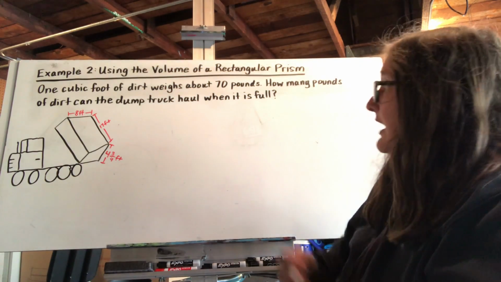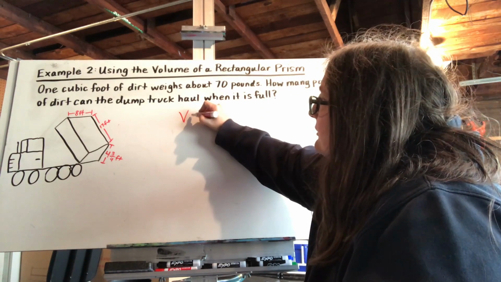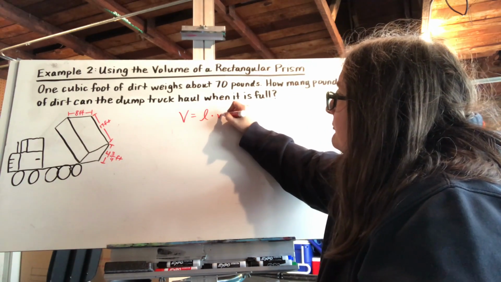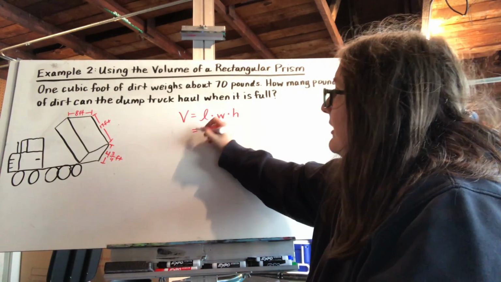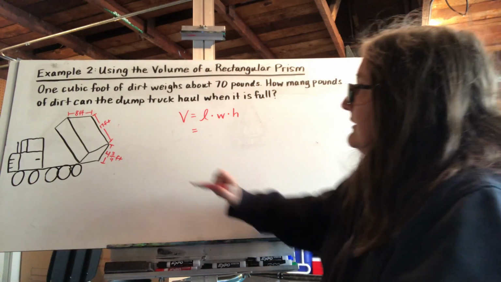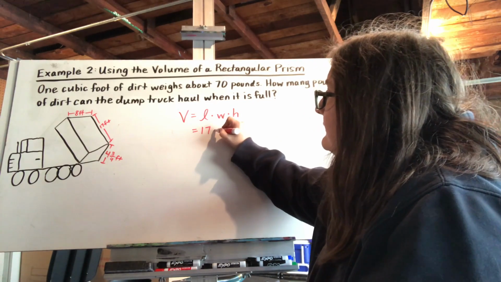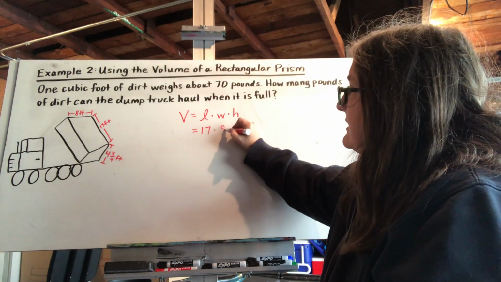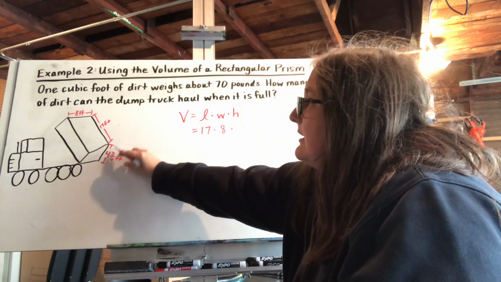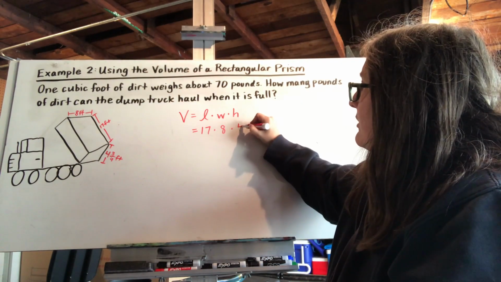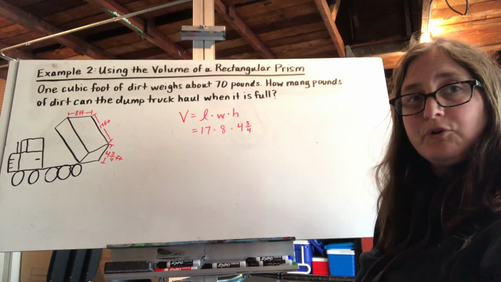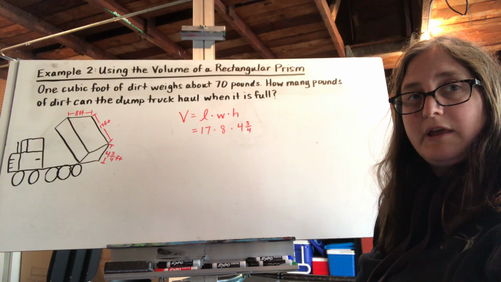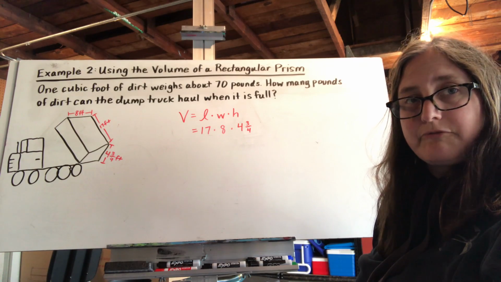If we're trying to find the volume of any rectangular prism, we're doing length times width times height. So the length of the back of this truck is 17 feet. The width is 8 feet. And the height of that back part of the truck is 4 3/4 feet. Since I have a fraction here, I'm going to turn it into an improper fraction, and I'm just going to make sure all of my numbers are fractions.